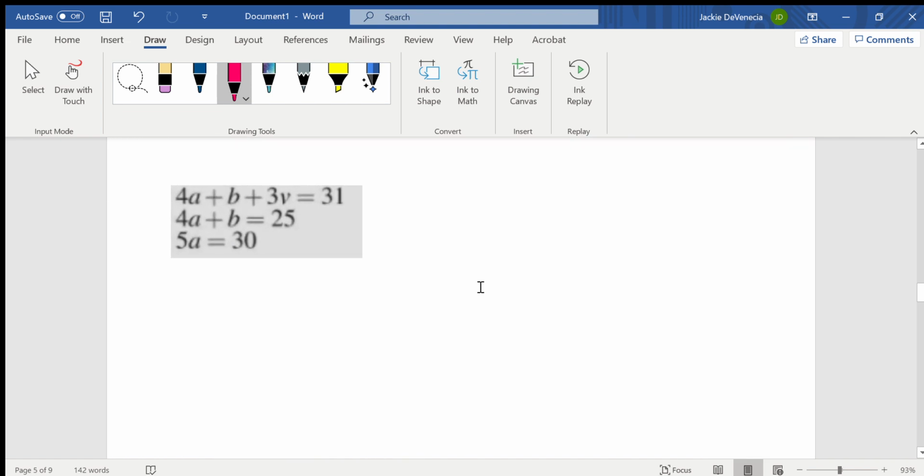Now again, the idea is going to be the same. You want to solve for one of the variables. So between equations 1, 2, and 3, 3 is the easiest to find because it's just 5a is equal to 30. You can find out what that a is. So let's go ahead and find out what that a is. 5a is equal to 30. You divide 5 on both sides, and a is equal to 6.